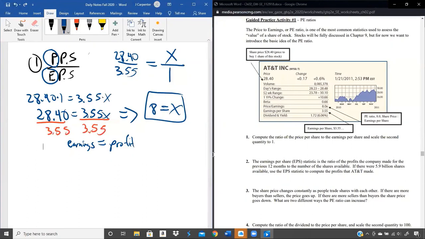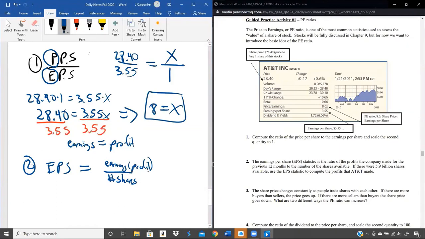The earnings per share, so this is number 2. The earnings per share is means equals in math. Is always means equals. So the earnings per share is the ratio, so I'm gonna make a fraction, of profits or earnings to the number of shares. So it's earnings, aka profit, over the number of shares. All right, over 12 months. I don't see anything having to do with time here, so let's not plug that 12 anywhere in.